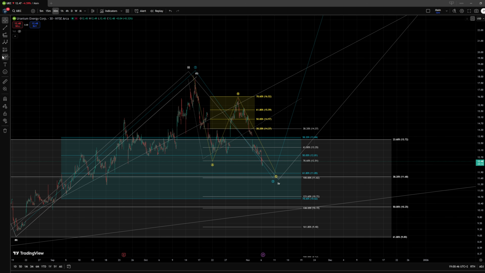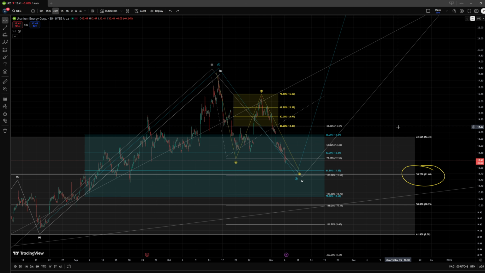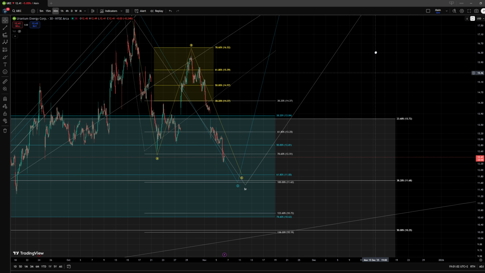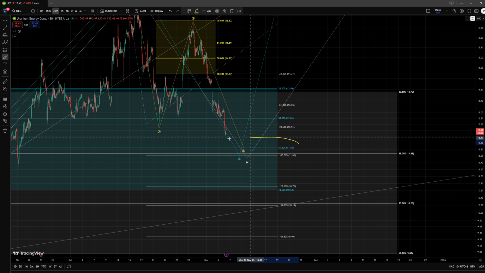We have here the 38.2% retracement, we have here the 100% extension of the wave A. And then we have the 61.8% retracement, the golden ratio for the idea of the blue scenario, which is sitting slightly above those two levels.